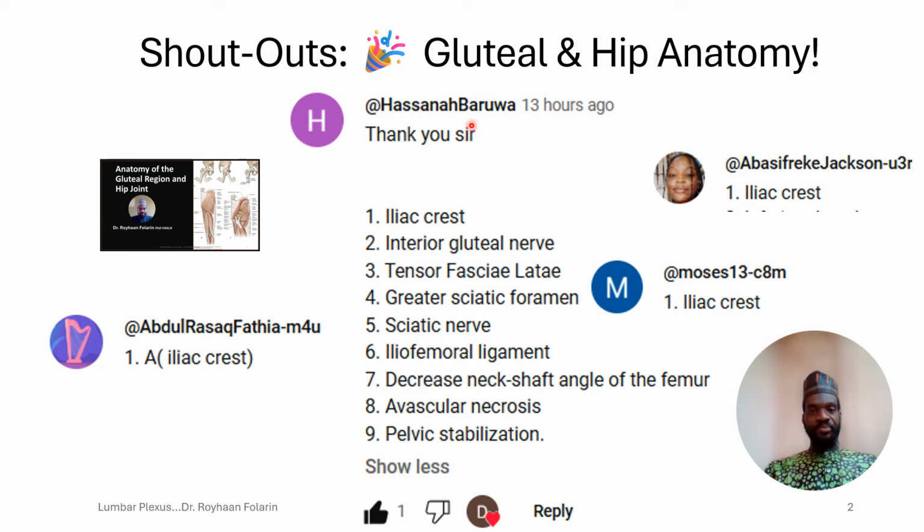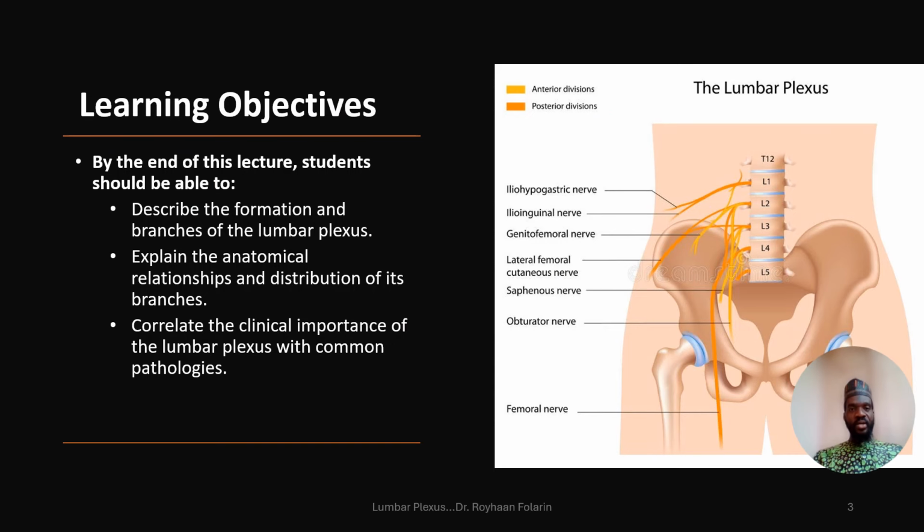So today we have objectives to include the description of the formation and branches of the lumbar plexus. You should be able to explain the anatomical relationships and distribution of its branches. You should also be able to correlate the clinical importance of the lumbar plexus with common pathologies.